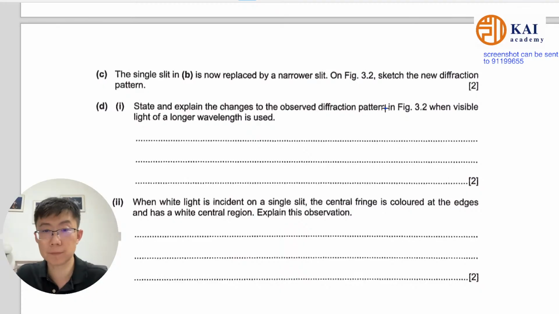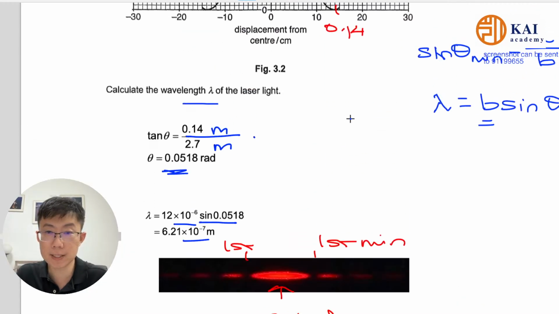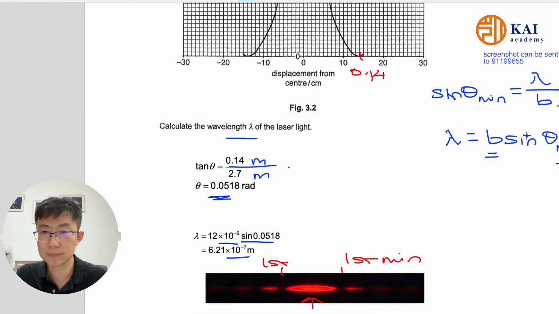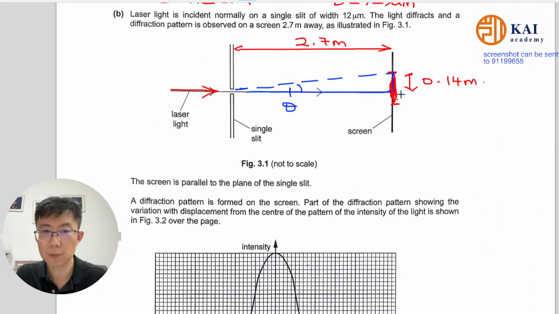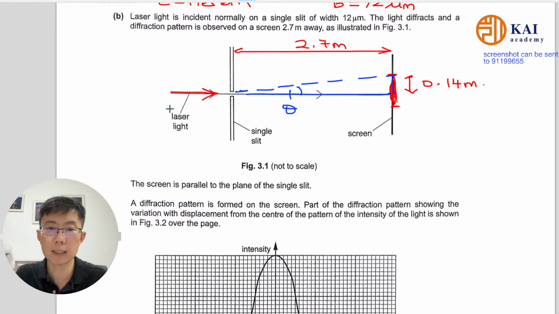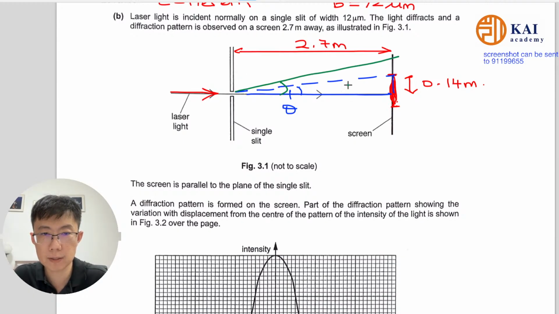Okay, now the formula tells us that if this B, the slit width, were to decrease, then the angle at which the first minima occur will increase. So essentially, what that means is that, let me use green color now, the angle to the first minima must increase.